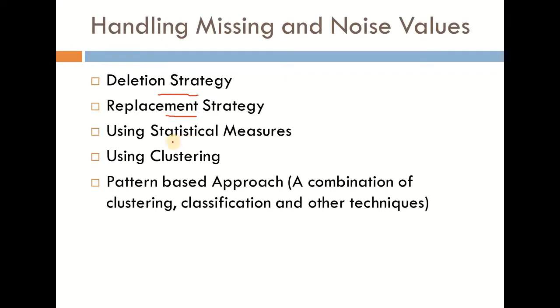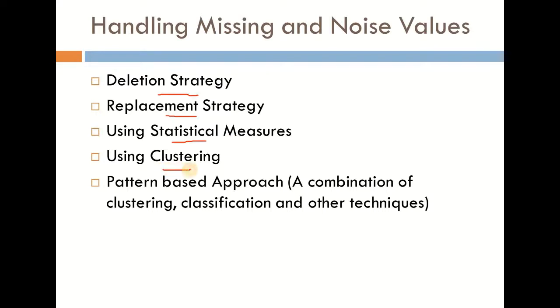The third approach is to use statistical measures for coming up with an appropriate value that would be a good replacement for the missing or noise values. So these approaches make use of statistical measures to attempt to evaluate a suitable value for that particular cell.